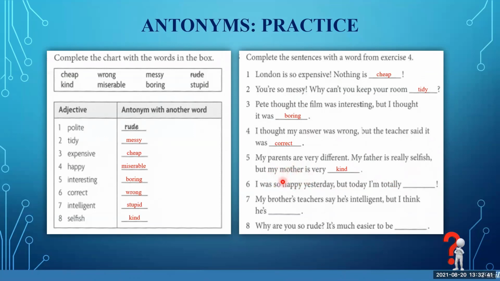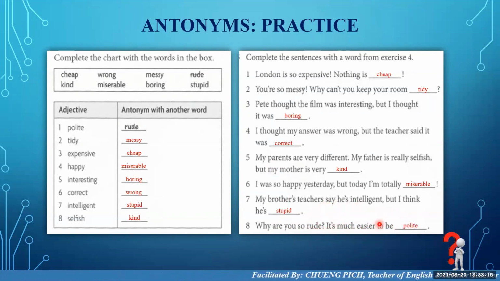So the opposite of the word happy is miserable. Number 7, my brother's teachers say he's intelligent, but I think he's... So we have the adjective intelligent here. So what is the opposite of the word intelligent? It is stupid. Okay. Last one, why are you so rude? It's much easier to be... So the opposite of rude is polite.